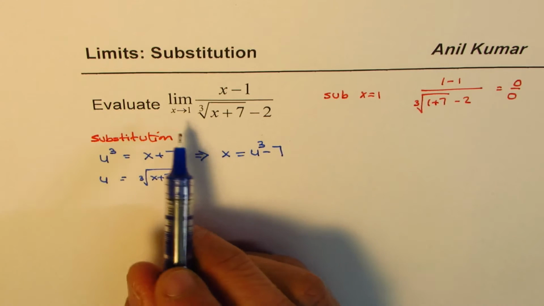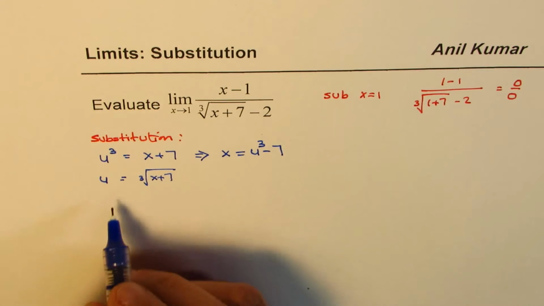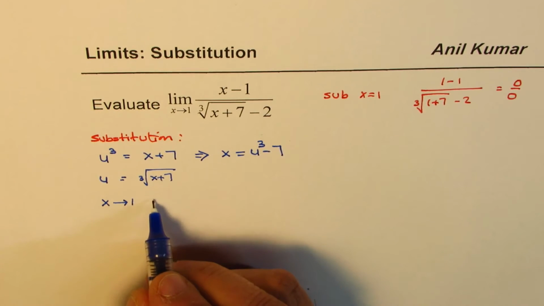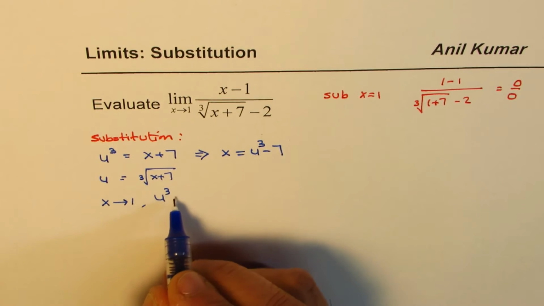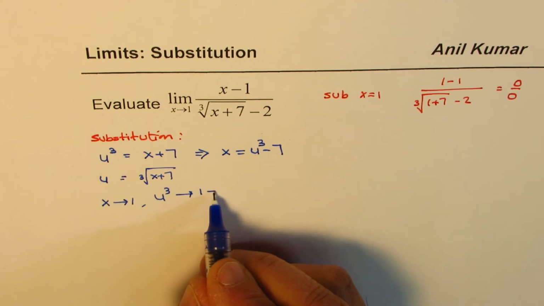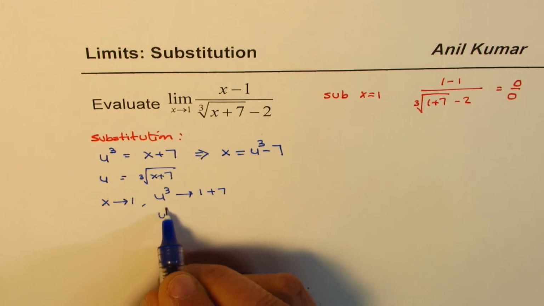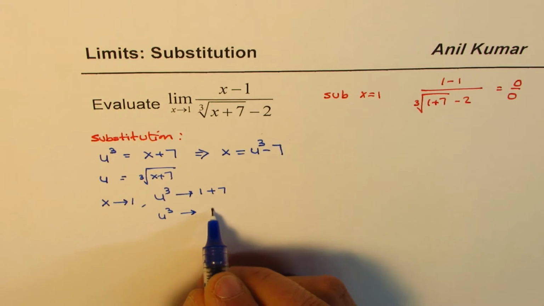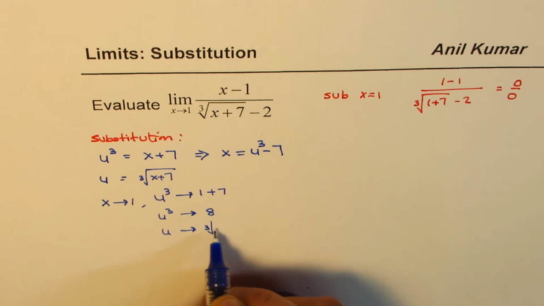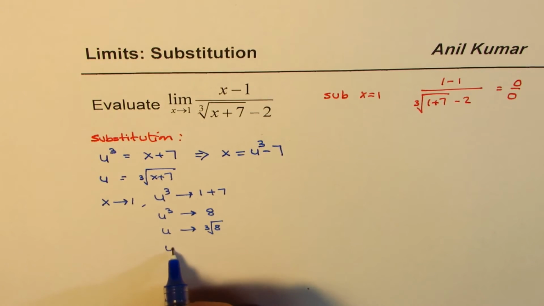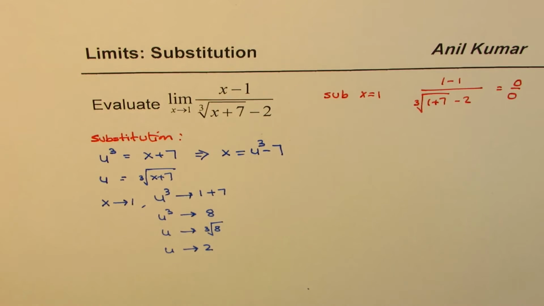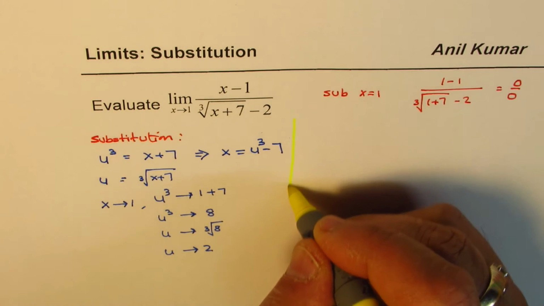Whenever you do substitution, you have to also take care of the limit. So what happens when x approaches 1? If x approaches 1, then u cube will approach 1 plus 7. That means u cube will approach 8, or u will approach the cube root of 8. That is to say that u will approach 2, right? So in steps, I've shown you what u is going to approach.